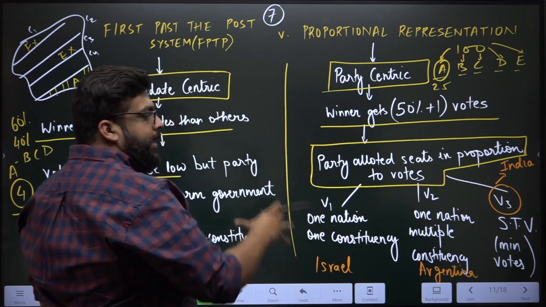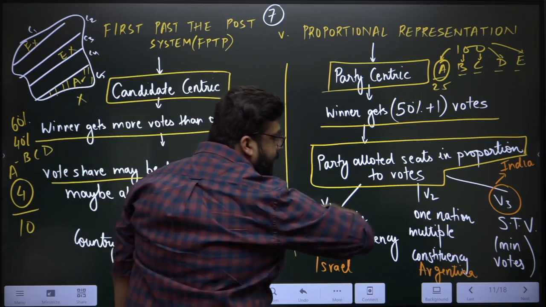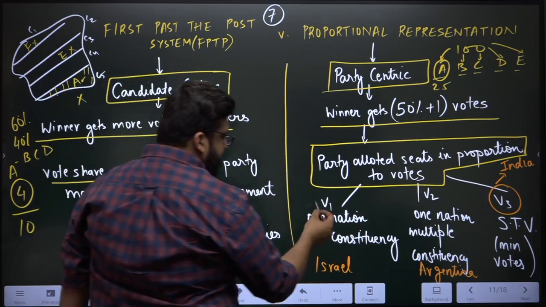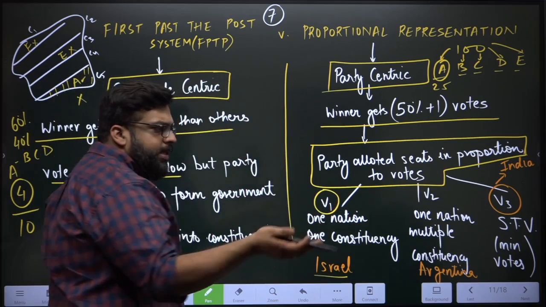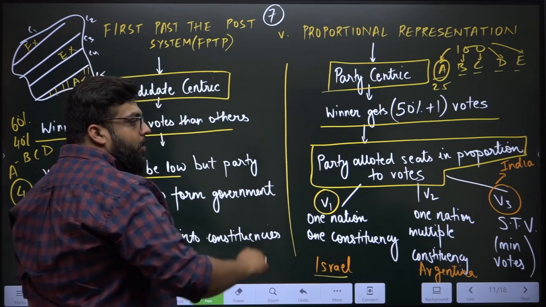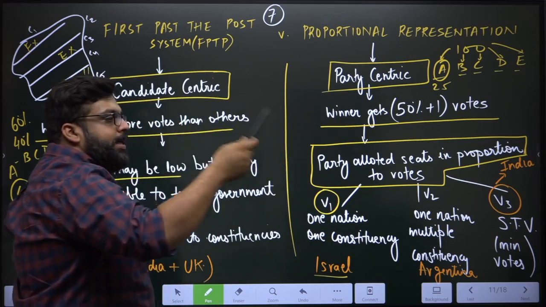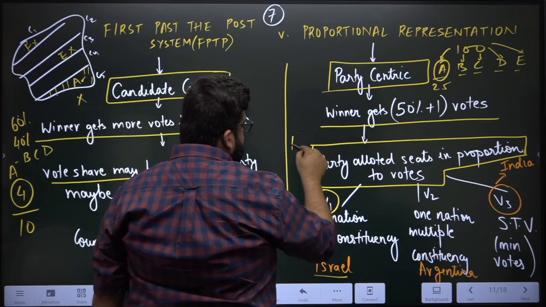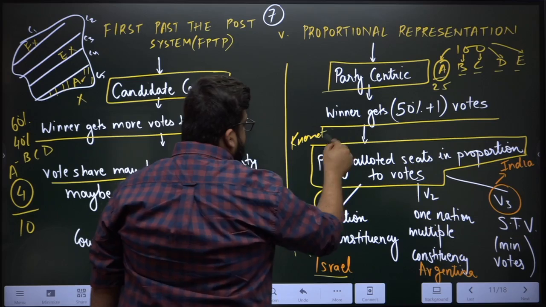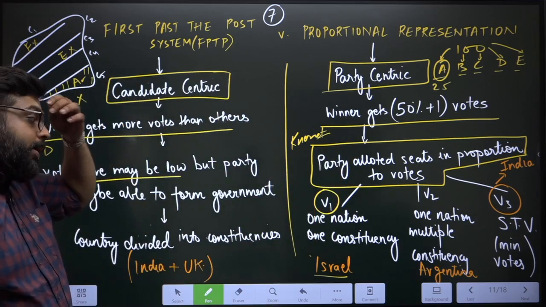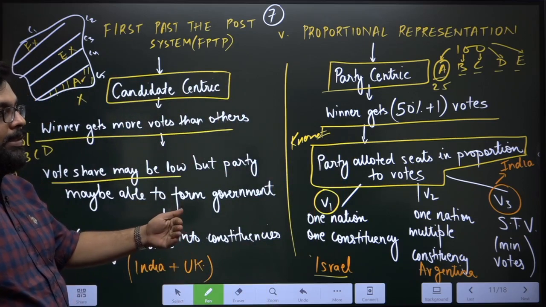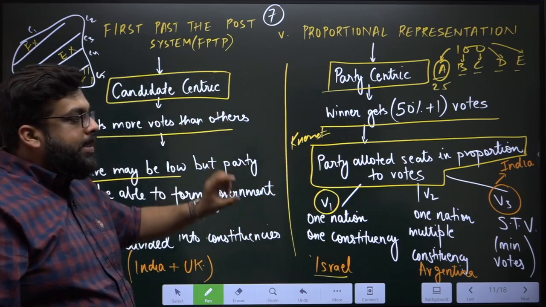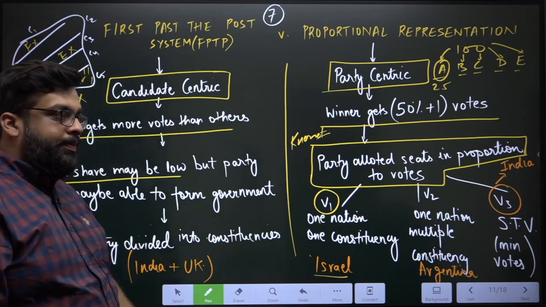Now, of course, this gets implemented in multiple forms. One variation, which is often used in Israel and Netherlands for that matter, is where your entire country is one constituency. Like, for example, in the case of Israel, the legislature, I think, is called Knesset, right? Now, how does this work? All contesting parties are given seats in accordance to the percentage of votes that are polled, basically.